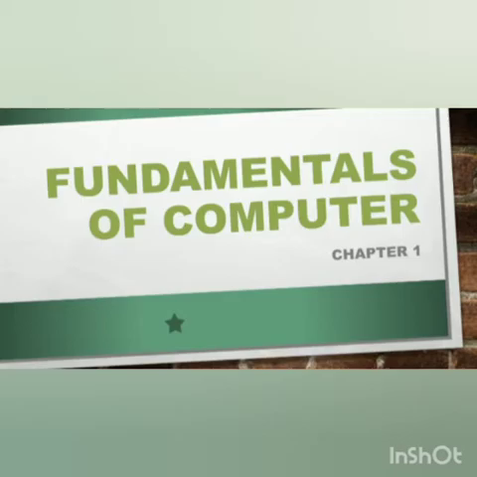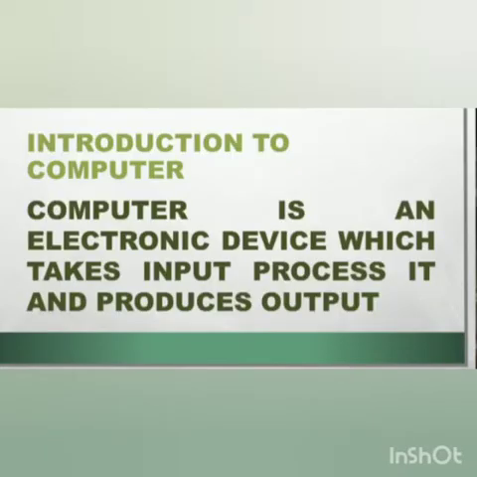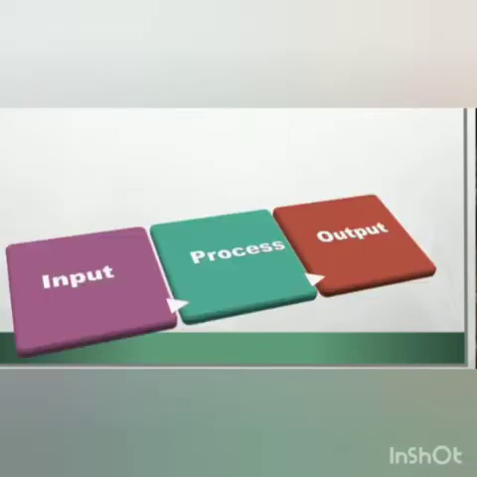So the question is, what is computer? Computer is an electronic device which takes input, processes it and produces output. There are three functions which every computer performs, that is input, process and output. Suppose if you have to add two numbers, input will be two numbers, processing will be addition and answer will be output.